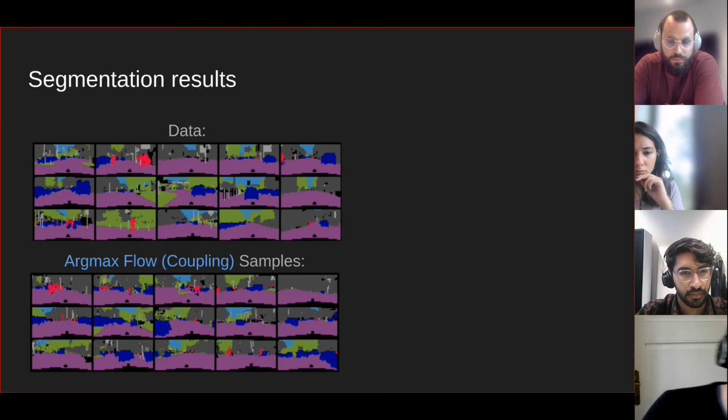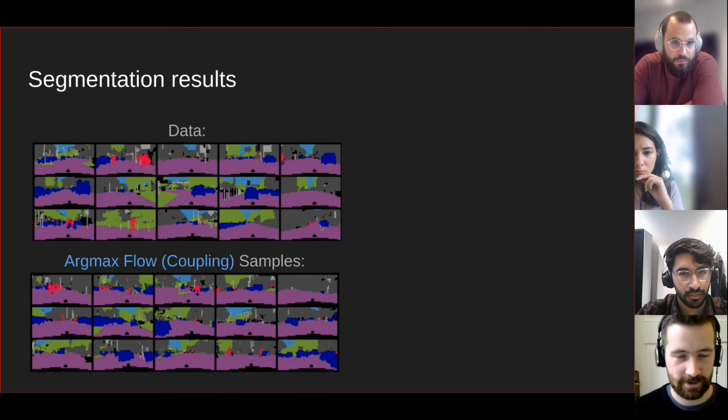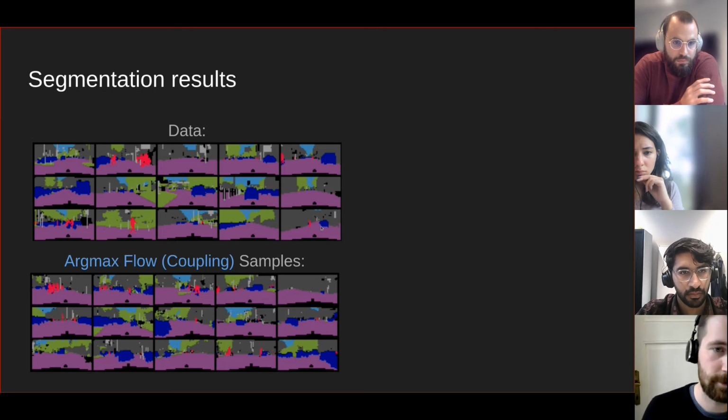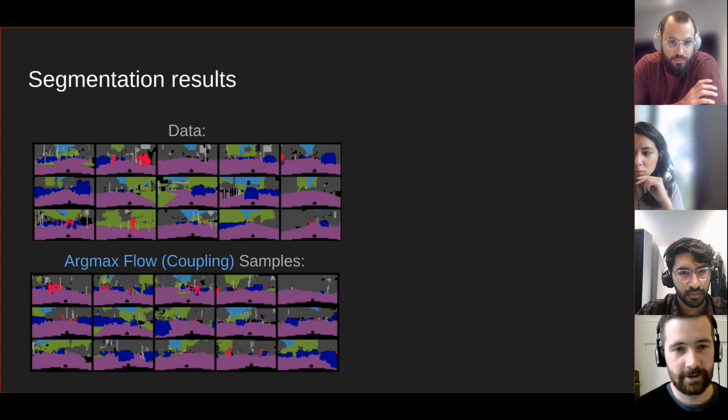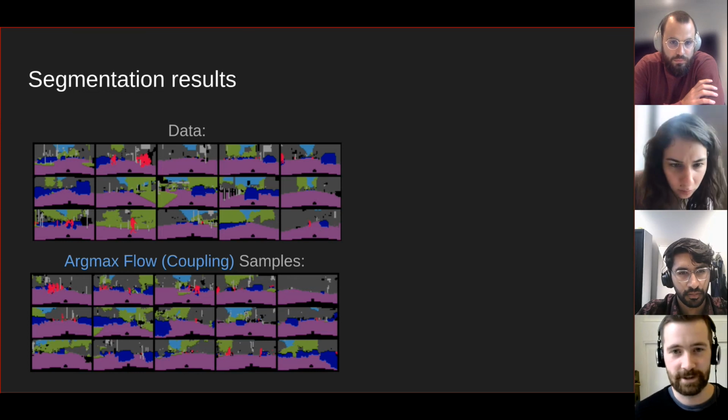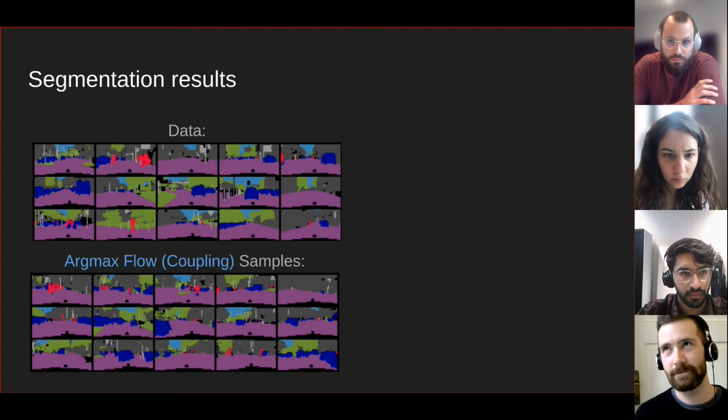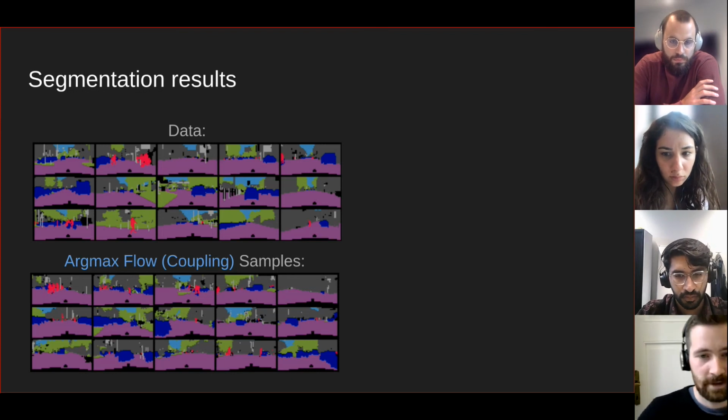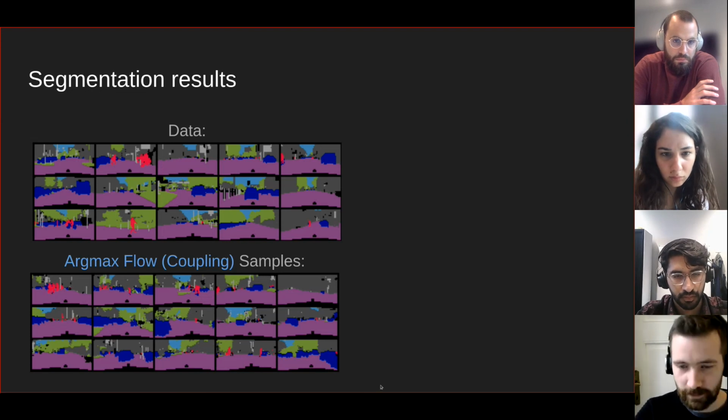And these are results for segmentation data. Here's the Cityscapes data. We have a downsampled version of that data, and we do it completely unconditionally here. We're just interested in modeling images that have unordered categories in them. And these are samples from an Argmax flow trained on this. So you can see it learned something reasonable.